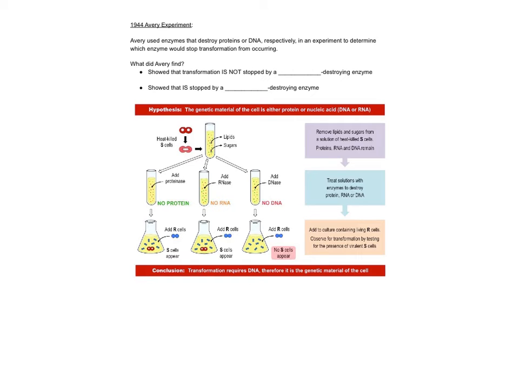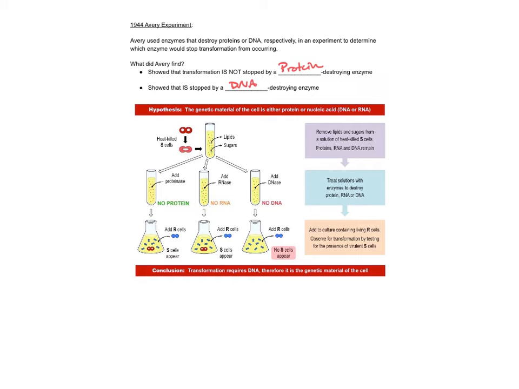Avery wanted to find out if DNA was the genetic material or if it was proteins, because they were unsure what was causing transformation, which molecule was taking that information from one cell to another. And he discovered that transformation is not stopped by a protein destroying enzyme. And he discovered that transformation is stopped by a DNA destroying enzyme. Next, we can go over how to look at the diagram.